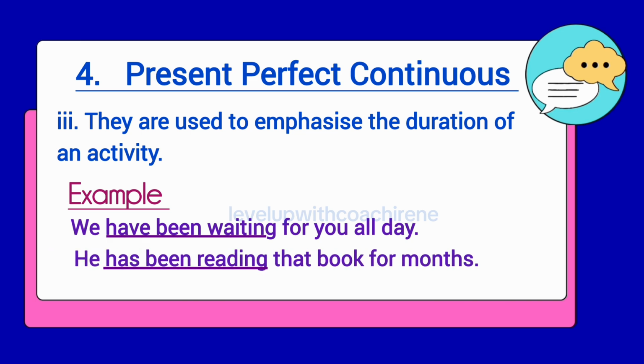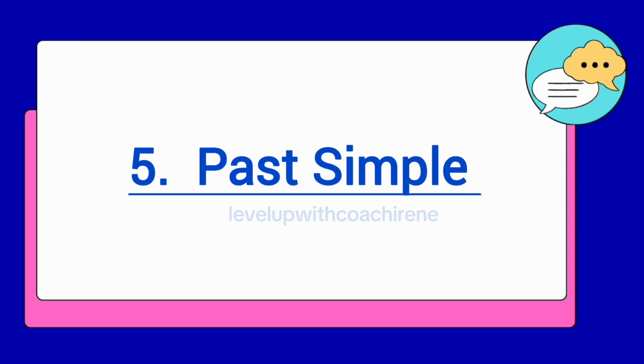He has been reading that book for months. Present perfect continuous tense is used for showing how long something has been happening and that is still relevant to the present moment. Let's talk about the past simple tense.